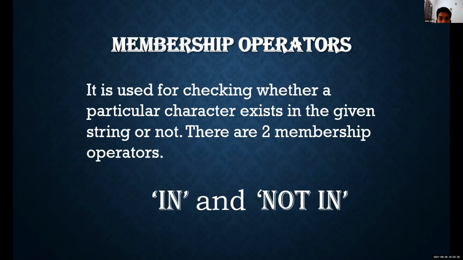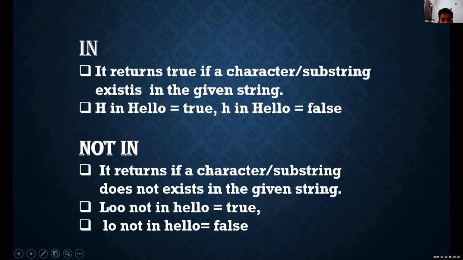So next operators are membership operators. It is used for checking whether a particular character exists in the given string or not. There are two types of membership operators, in and not in. In returns true if a character or substring exists in the given string. The example is 'H' in 'Hello' is equal to True. And the next one is 'h' in 'Hello'. Here the h is in small letter and in the string it is capital letter. So it is false.